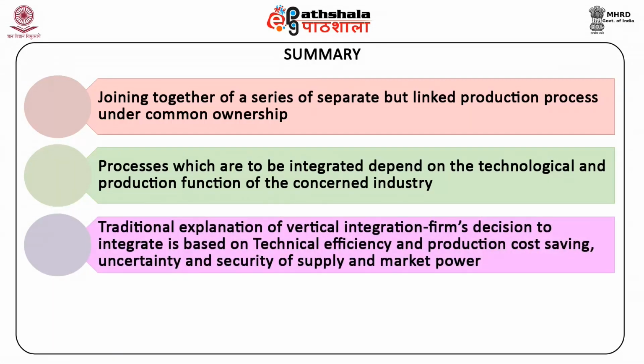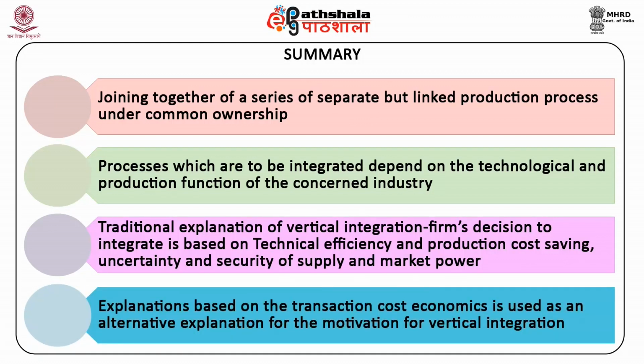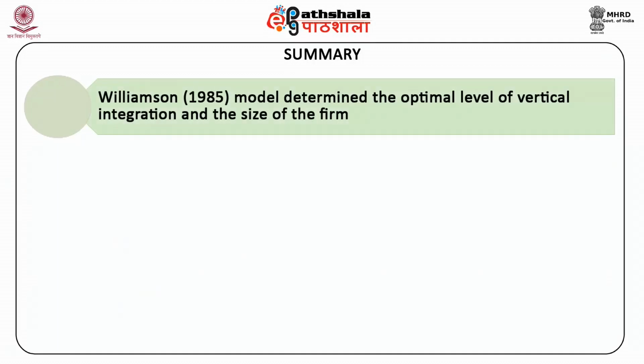The traditional explanation of vertical integration: the firm's decision to integrate is based on technical efficiency and production cost saving, uncertainty, and security of supply and market power. The explanations based on transaction cost economics are used as an alternative explanation for the motivation for vertical integration. The Williamson model determined the optimal level of vertical integration and size of the firm.